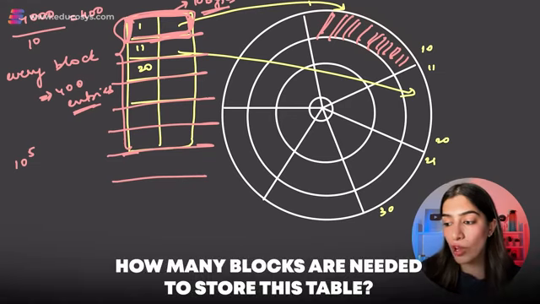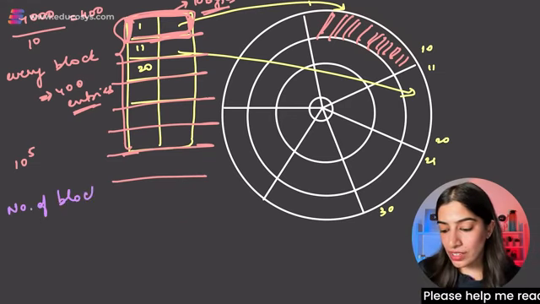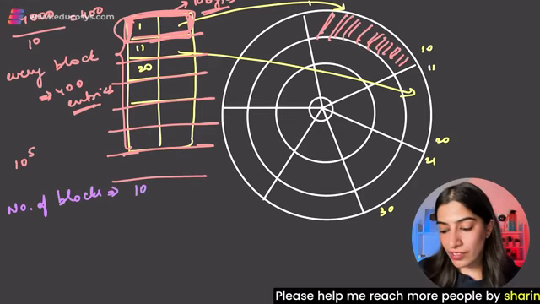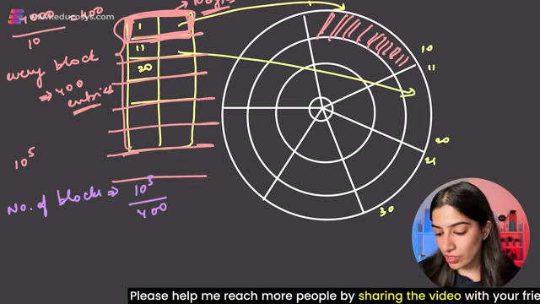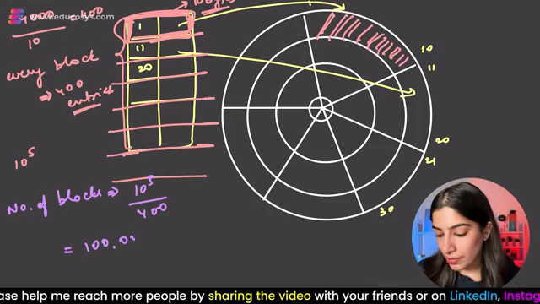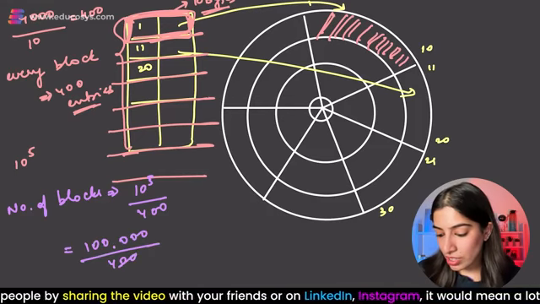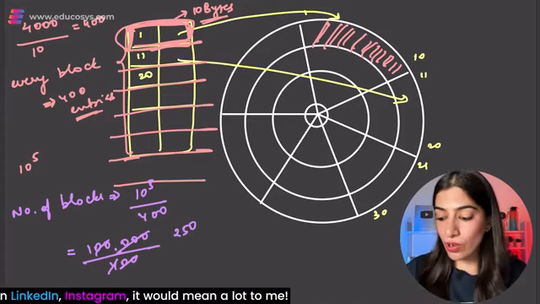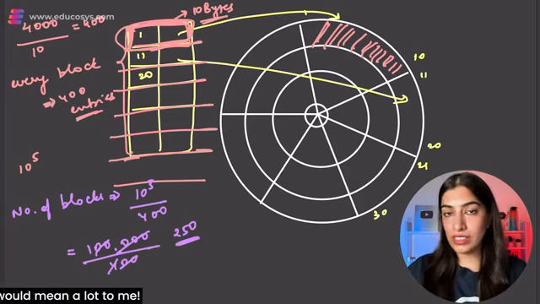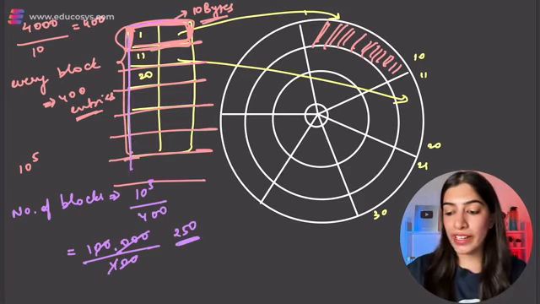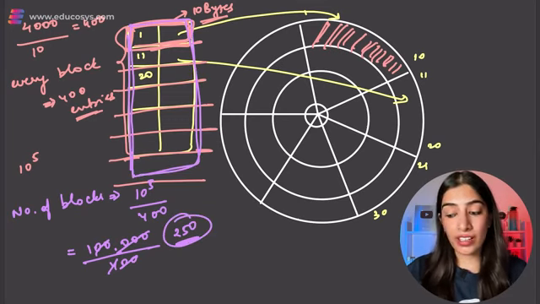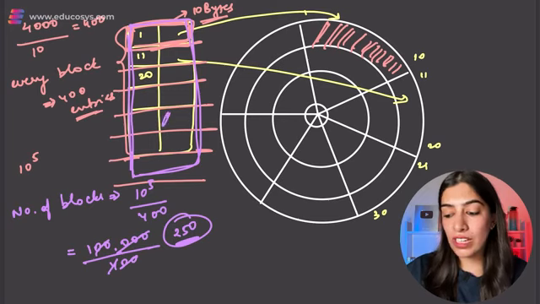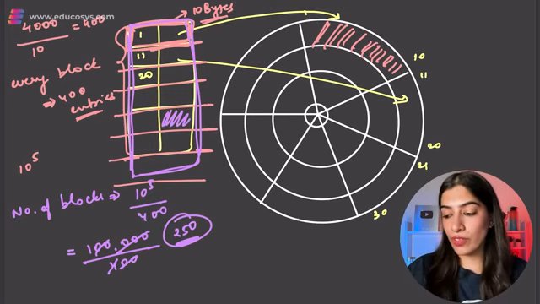So how many blocks do we have to go through for this entire table? The number of blocks is going to be 10 power 5 divided by 400. If I just write it in very simple terms, I'm doing the calculation over here. So this is going to be 250. So we would have to go through 250 blocks of the disk in order to go through this one entire table. When we are done going through the 250 blocks, we would have found the data that we are looking for in one of the blocks.